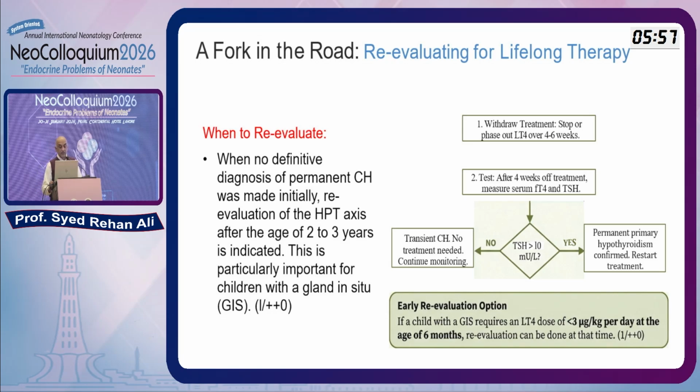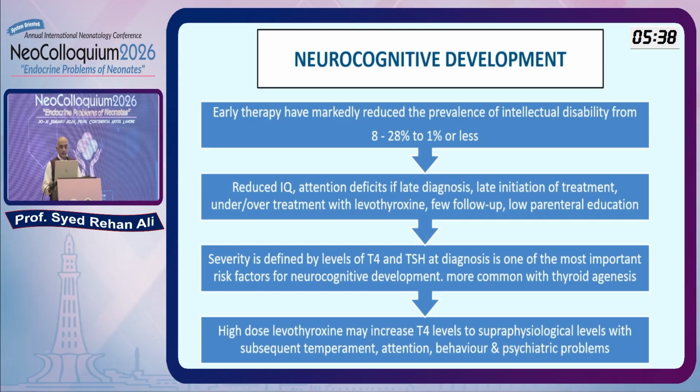Generally speaking, if there is a situation where there is a gland in situ and the child requires less than 3 microgram per kg per day of thyroxine at 6 months, re-evaluation can be done at 6 months of age rather than at 3 years. Neurodevelopment: we know that early therapy has markedly reduced the prevalence of intellectual disability from 8 to 28% to less than 1%. We anticipate that if there is over or under treatment, low parental education, or few follow-ups, then problems like reduced IQ and attention deficit do occur.